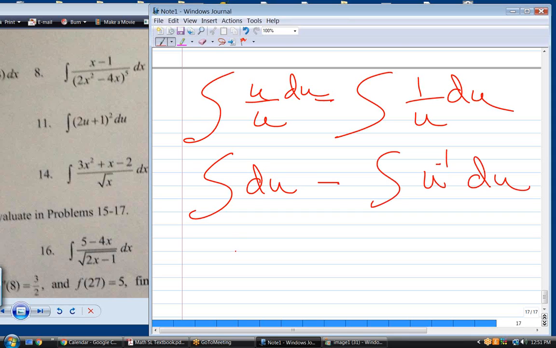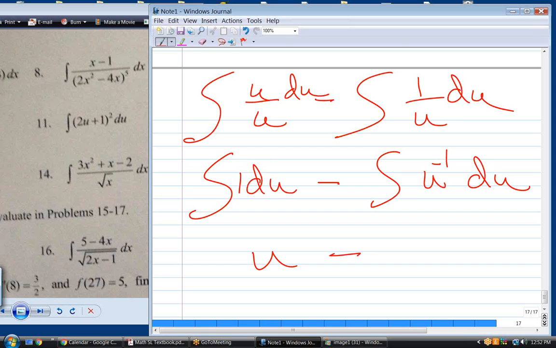What's the integral of du? It's just u. This is basically the integral of 1 du. So the integral of du is u.